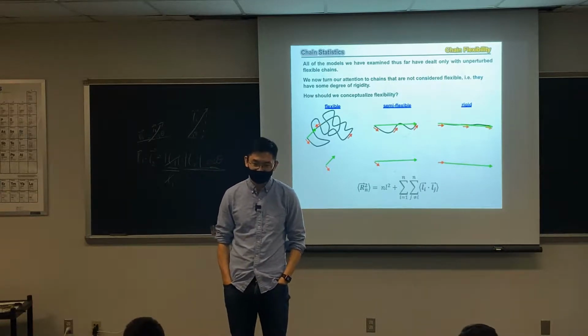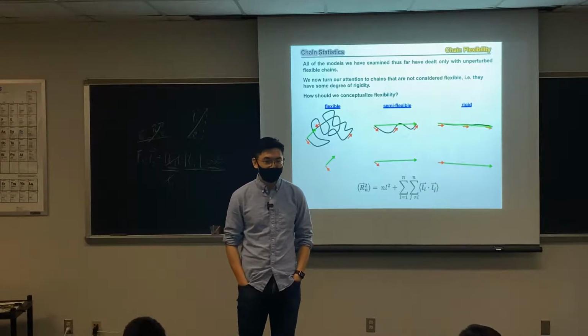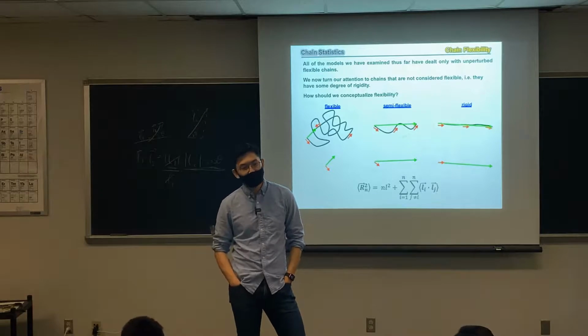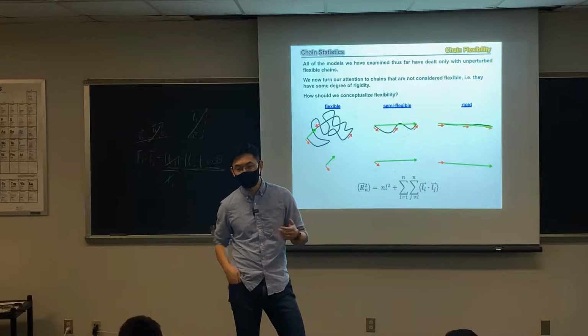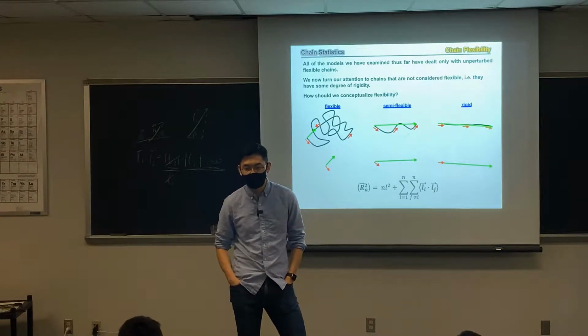So in a rigid chain, the persistence length is greater than the contour length? Yes, it's on a similar order. I would rather put it that way. And of course, it depends on how you measure them. Sometimes when you measure, as long as they're on a similar order, we call them very rigid.